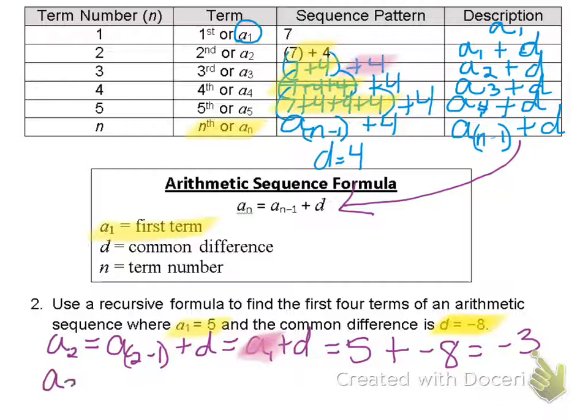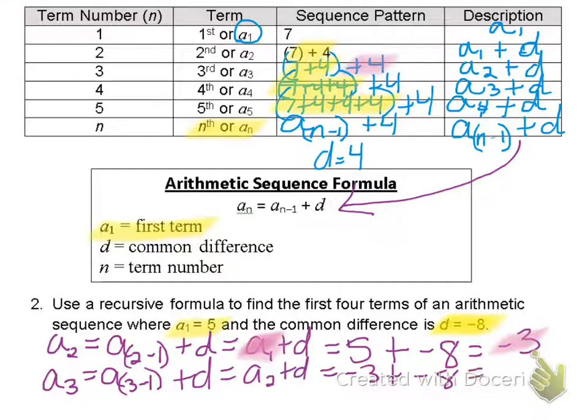And the third term, I know that you could probably figure these out in your head just by subtracting 8 from each previous term, but I want you to see how the formula works, because it becomes easier to use more difficult sequences if you know how to use the formula. So this would be A3 minus 1 plus D, which is the same thing as A2 plus D, and A2 we figured out is -3, so -3 plus D, which is -8, and that equals -11.